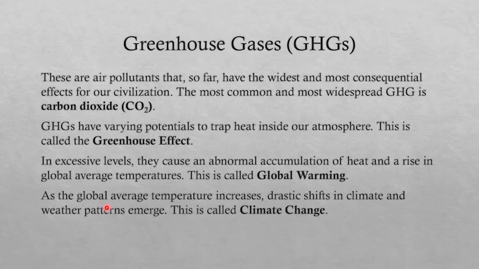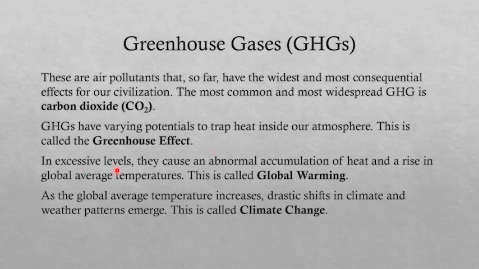However, if we disrupt that balance of respiration and photosynthesis, we have a very big excess of carbon dioxide in our atmosphere that is responsible for the greenhouse effect. Greenhouse gases have varying potentials to trap heat inside our atmosphere, and this is called the greenhouse effect. Now, the greenhouse effect is a natural phenomenon, but the very fast rate of addition of carbon dioxide to our atmosphere makes the greenhouse effect one of our worst enemies.